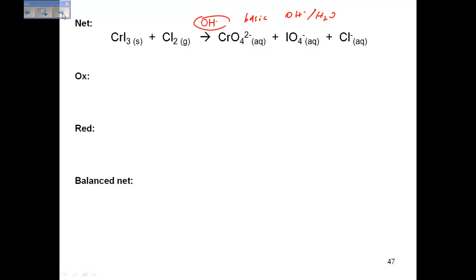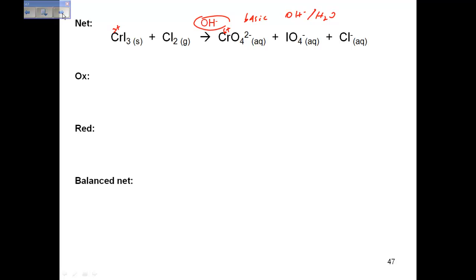Well, if you look at your chromium 3 iodide, we know that chromium here is a +3. I minus, there's 3 of them, so it has to be +3. On the other side, you see that chromium now has 4 oxygens at -2. That's -8. So chromium minus 8 equals a -2. That means that this is a +6. So it goes from +3 to +6. That's an oxidation. You also notice that there's no oxygens on chromium 3 iodide, and there are oxygens on chromate. Therefore, that is an oxidation process.